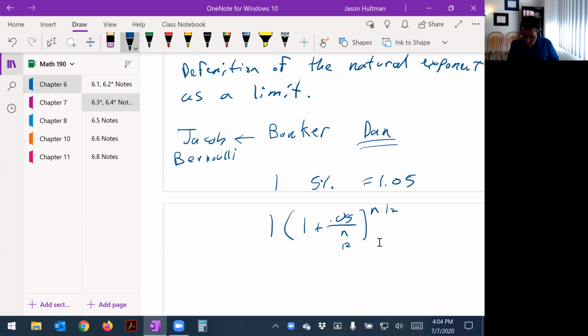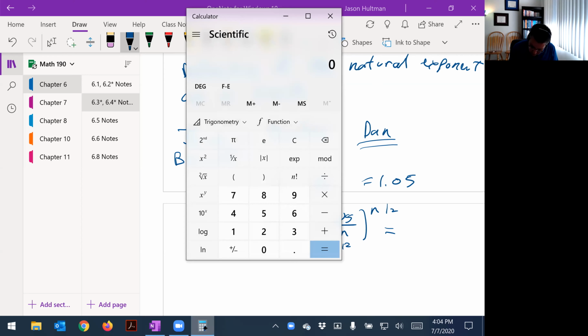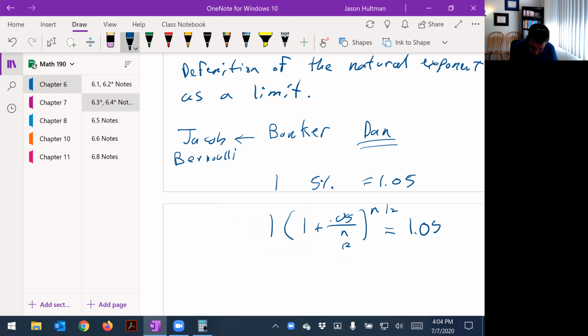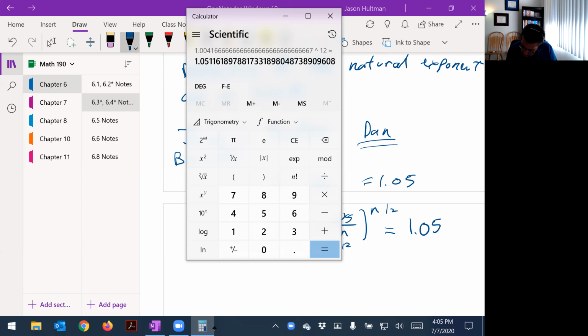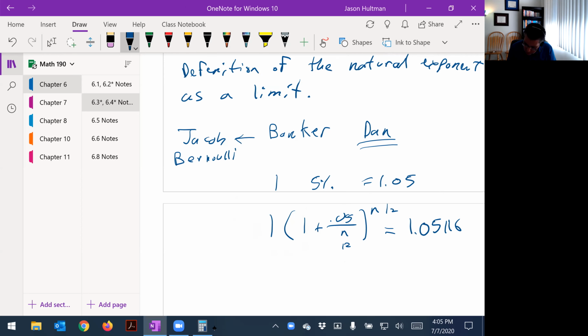And he's like, well, I'm not satisfied with this. What would this come out to be? Let's see. We're going to go 1 plus 0.05 divided by 12, and then I'm going to raise this to the 12th power. Look at this. You don't just get 1.05 now. You get 1.05116.